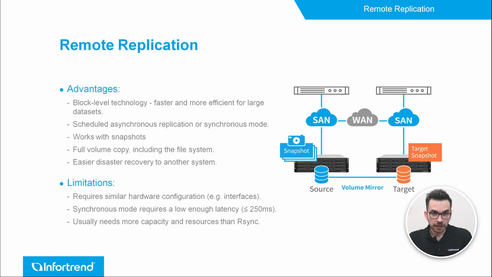As for the limitations of remote replication, first of all, it requires similar hardware configuration on both sides, for example, interfaces. Next, synchronous mode requires a low enough latency. We're talking about less than 250 milliseconds. And finally, it usually needs more capacity and resources compared to Rsync.